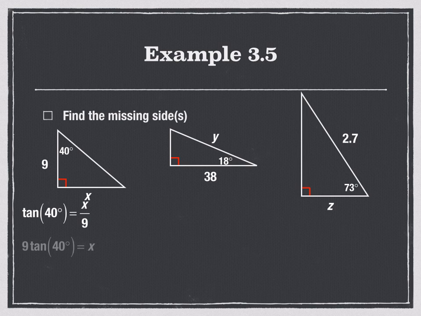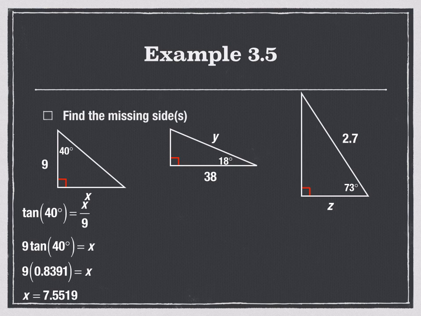I multiply both sides by 9. I type 9 tan 40 into my calculator, or I use a trigonometric table to get a decimal value. And I end up with an approximate value of 7.5. Now, I wrote 7.5519 because of that whole 4 decimal place thing I was talking about before. That's it.